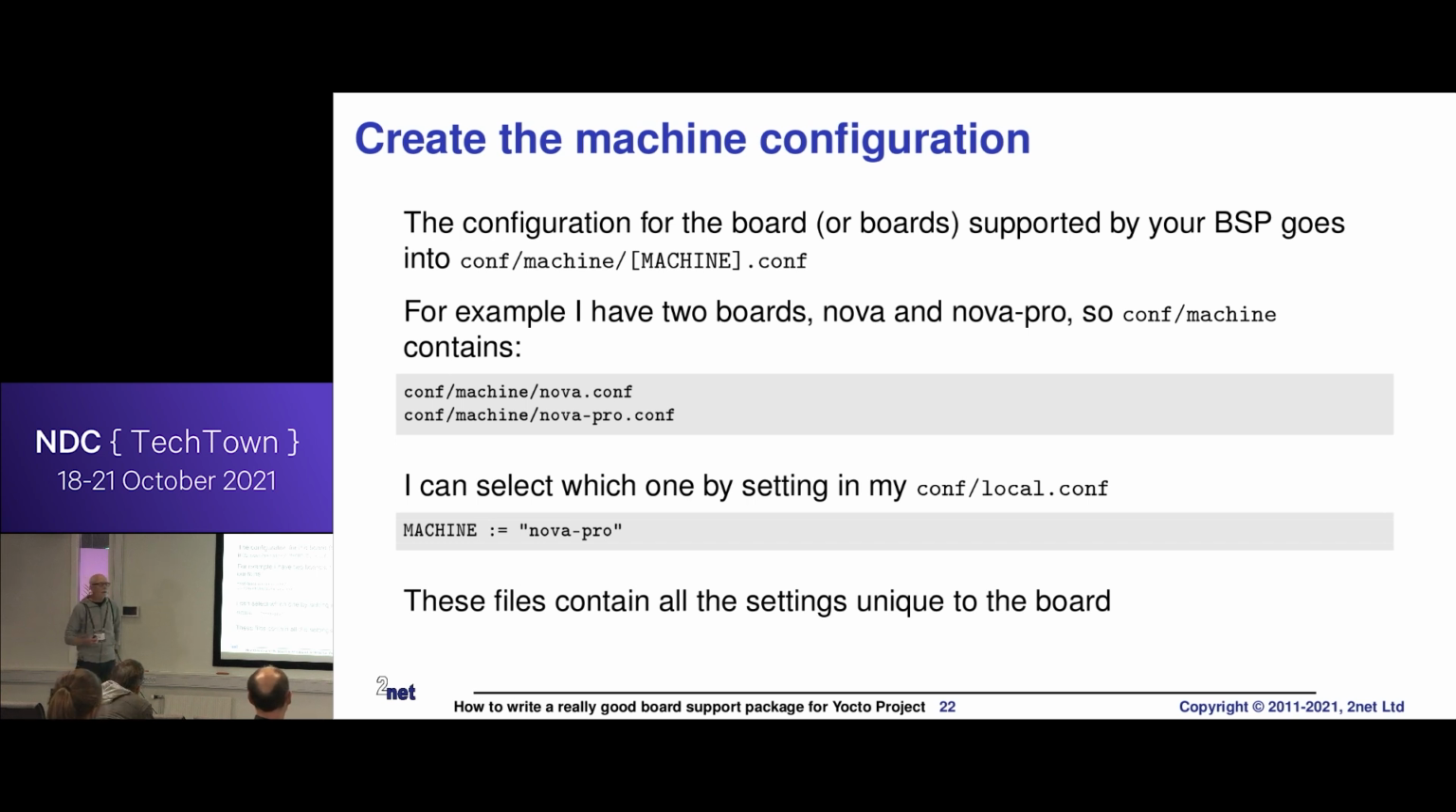And then you would want to create the configuration files for your hardware. So in conf/machine within meta-nova, we will create two files because we have the Nova and the Nova Pro, which we're very proud of. So we have two configuration files, one for each of the two boards, because they're sufficiently different that a single configuration wouldn't cover them both. And then when I do a build, of course, I select which machine I'm using by putting into my local.conf file MACHINE equals nova-pro, for example.